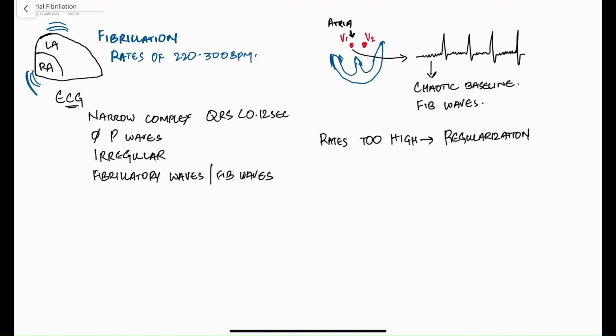So when the rates of the atrial fibrillation are too high, there is a pseudo-regularization. The irregular RR interval is quite inappreciable.